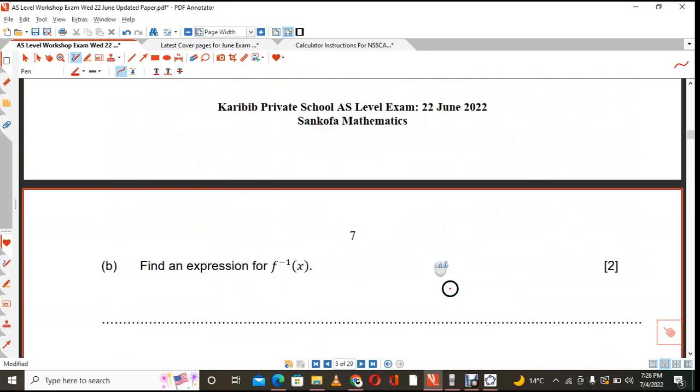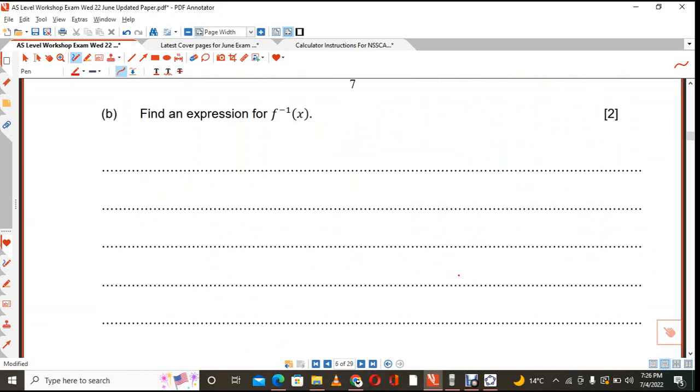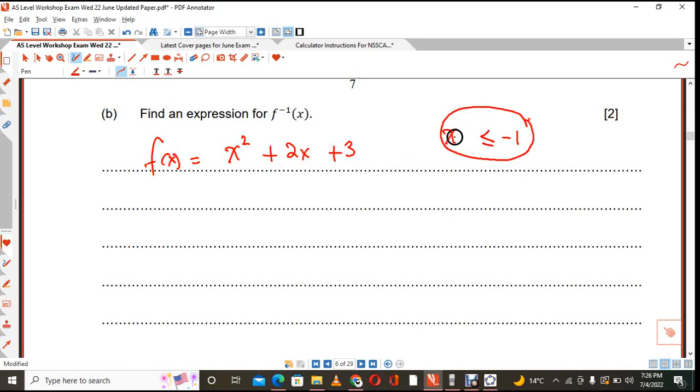Now, let us go to the B part. It wants you to find the inverse of f. So, what is f? f of x is equal to x squared plus 2x plus 3, and we know that it is defined for x is less than or equal to -1. Very important. From our previous work, we wrote this as (x plus 1) all squared plus 2. This is vertex form. So I'm going to say y here, the same thing. Here it's standard form, and here is vertex form.